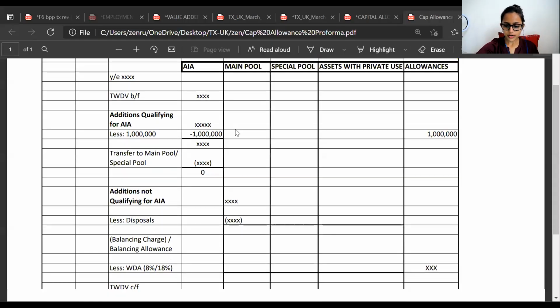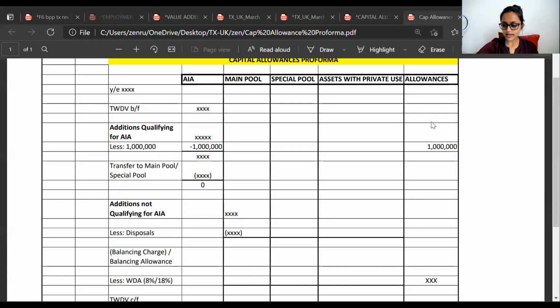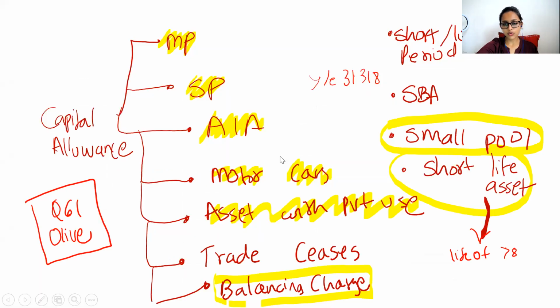Just to show you, this is what the capital allowance working looks like. Capital allowance is a very important chapter from the individual's point of view as well as from the company's point of view. So go through all these points which I have mentioned, and ensure that you know each of them.